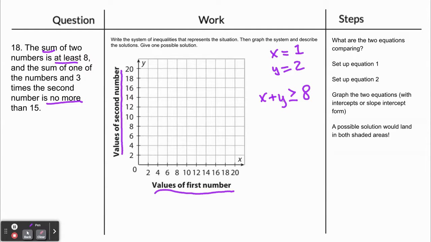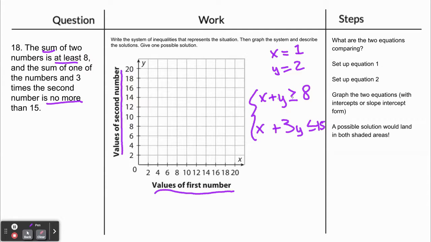Then the second part says that the sum of one of the numbers, that's going to be x, and the second number, or 3 times the second number, is no more than 15, meaning it could be 15 or it's something less. So I get x plus 3y is less than or equal to 15. So in this case here, I finally have my system of inequalities. Now I'm going to graph them to show me all of my possible solutions.